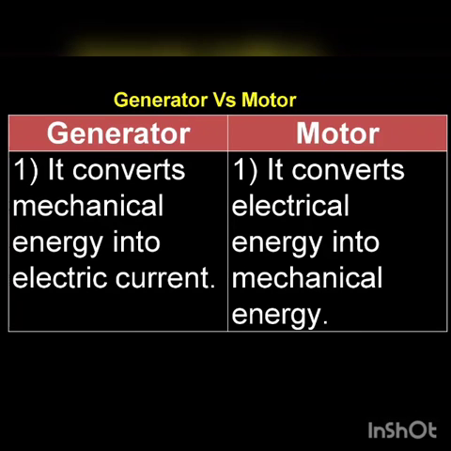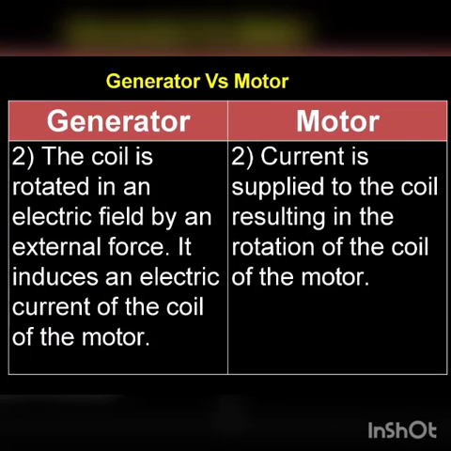Generator versus motor. Generator: it converts mechanical energy to electric current. Motor: it converts electric energy to mechanical energy. Generator: the coil is rotated in a magnetic field by an external force. It induces an electric current in the coil. Motor: current is supplied to the coil, resulting in the rotation of the coil of the motor.